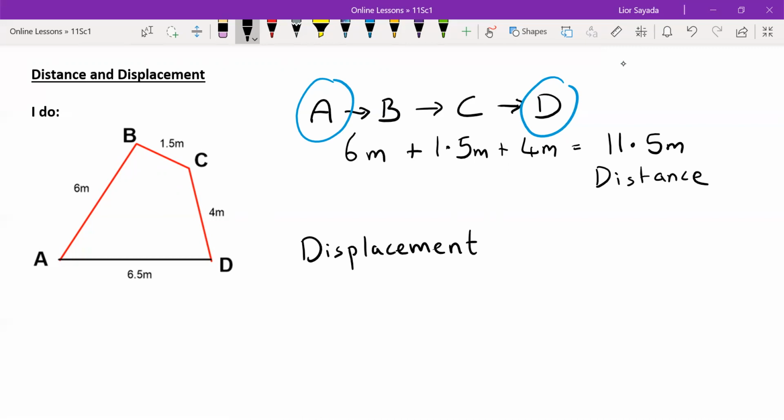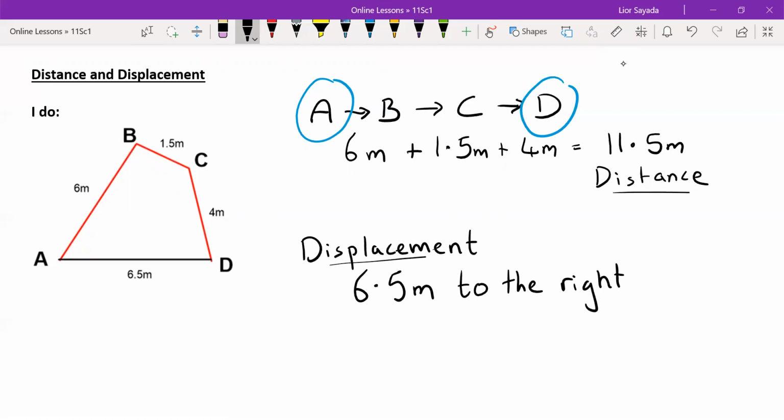So they started at A, they finished at D. That means they are 6.5 meters away from where they started. Because they started at A and finished at D, they are to the right of where they started. So they are 6.5 meters to the right. And that is their displacement.